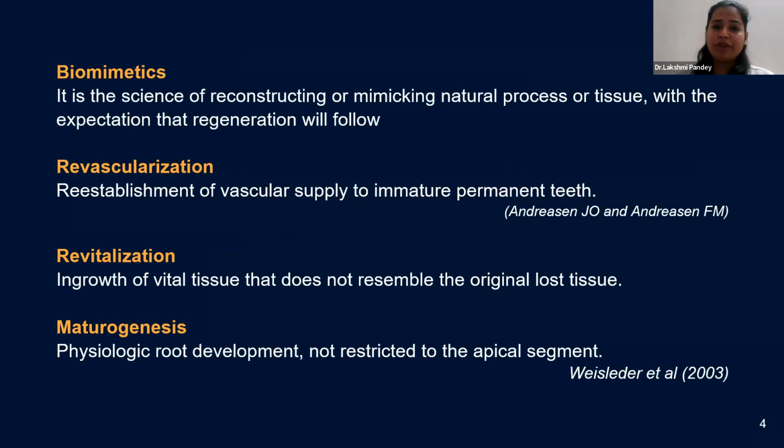Next, revascularization itself defines it. It means you have to reestablish the vascular supply of immature permanent teeth. Immature permanent teeth are the teeth in which the root formation has not occurred. Then revitalization, it's the ingrowth of vital tissue, that is the pulp tissue, that does not resemble the original lost tissue. Next, maturogenesis is physiological root development not restricted to the apical segment.